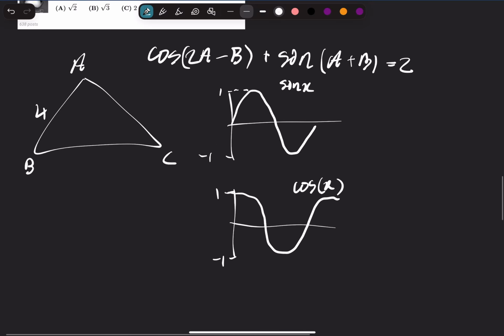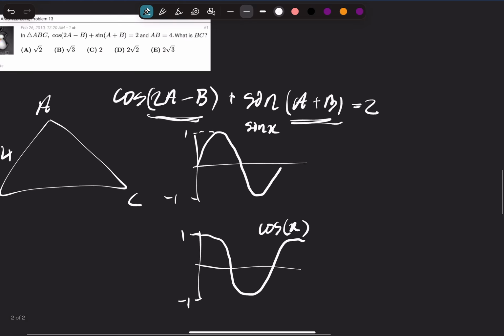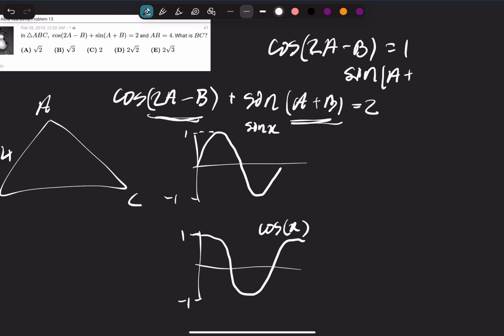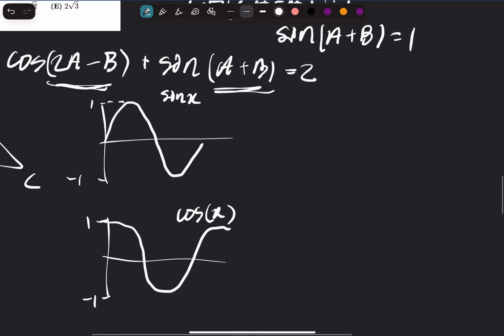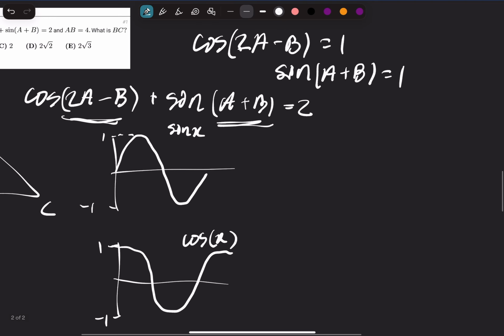Now we know that cos of some angle plus sine of some other angle equals 2. Since the maximum value that we can get for cos and sine is both 1, to get 2 we have to do 1 plus 1, right? So we know that cos of 2A minus B is 1, and we also know that sine of A plus B equals 1, okay?